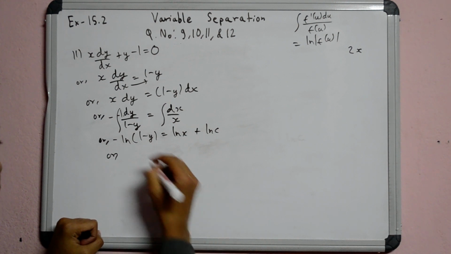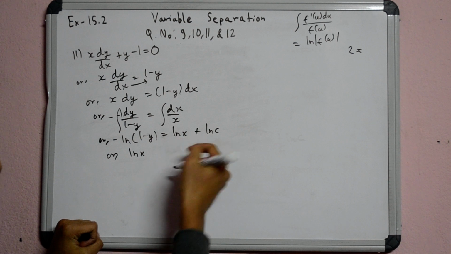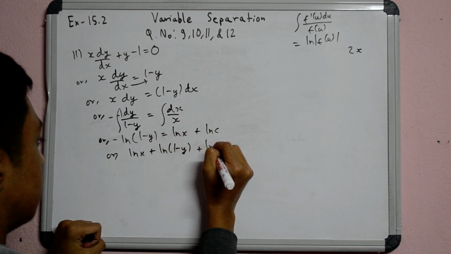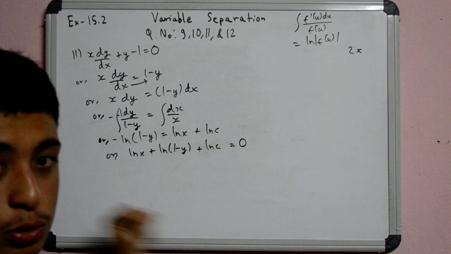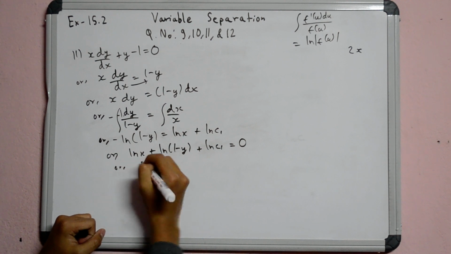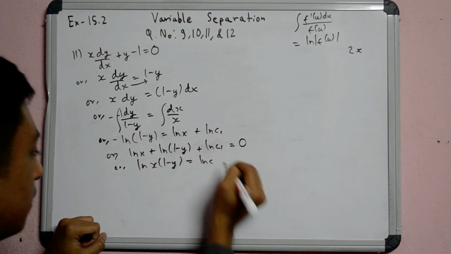Now let's move the negative to the positive side, or to the right hand side. So it becomes ln x plus ln 1 minus y plus ln c is equals to 0. What I'll do here is put 1 and 1 over here. So in the next step it becomes ln x into 1 minus y equals to ln c.